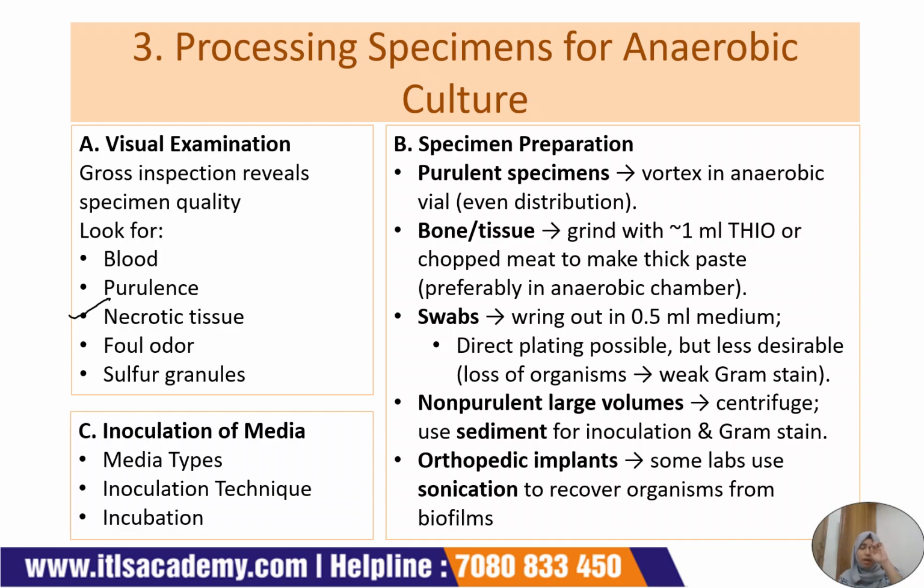Now, for the preparation of specimens, for purulent specimens we generally vortex the specimen in an anaerobic vial for even distribution. For bone and tissue, we grind the specimen with approximately 1 ml of broth or chopped meat to make a thick paste, preferably in an anaerobic chamber. If swabs are used, we wring out the swab in 0.5 ml medium and do direct plating if possible.